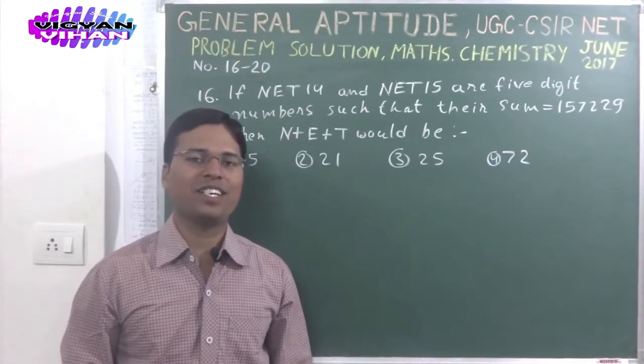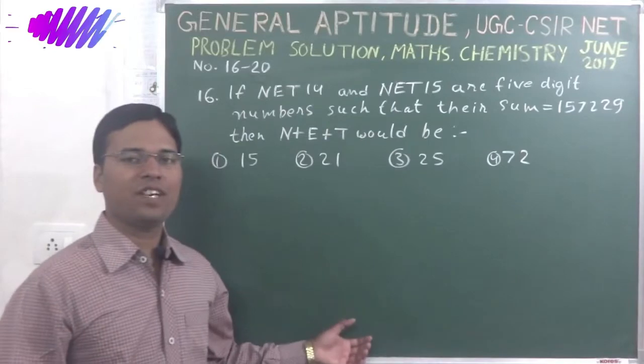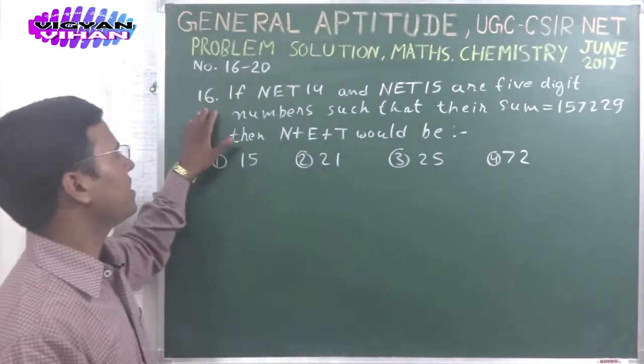Let's start the solution. Friends, here is the first problem of this episode, problem number 16. If NET14 and NET15 are 5-digit numbers such that their sum is equal to 1,57,229, then n plus e plus t would be: option 1, 15; option 2, 21; option 3, 25; option 4, 72.